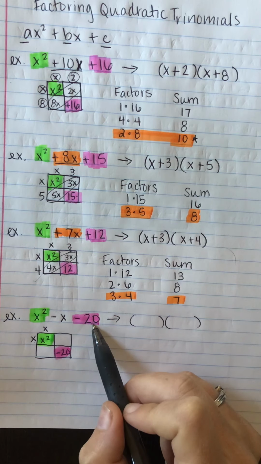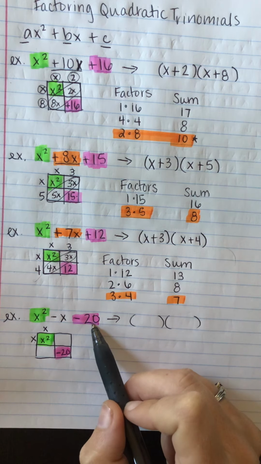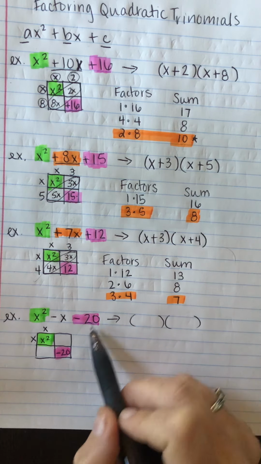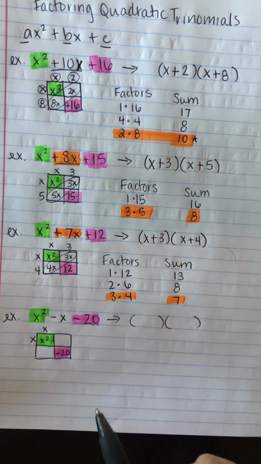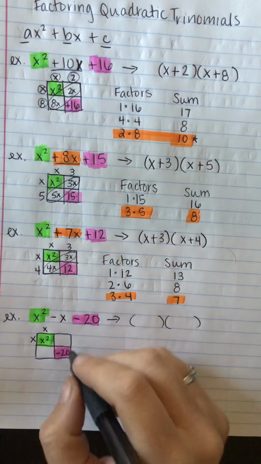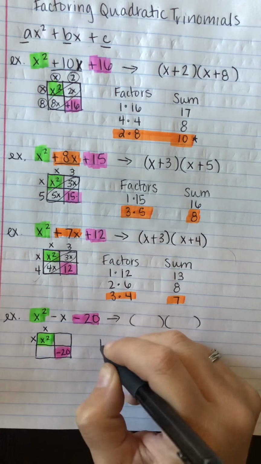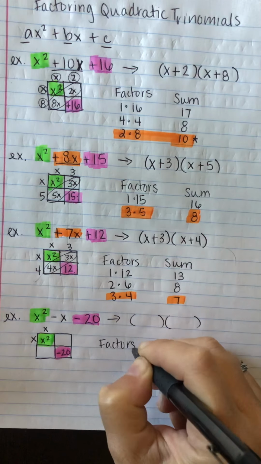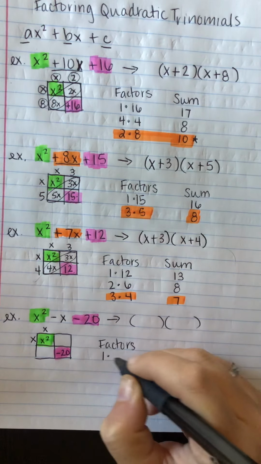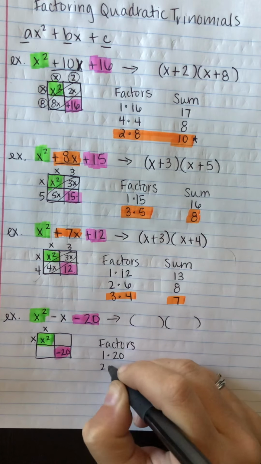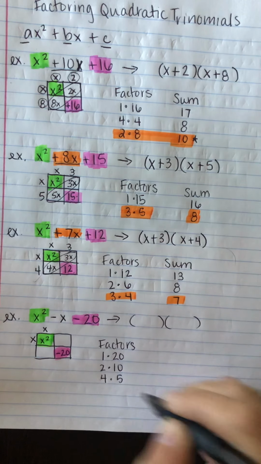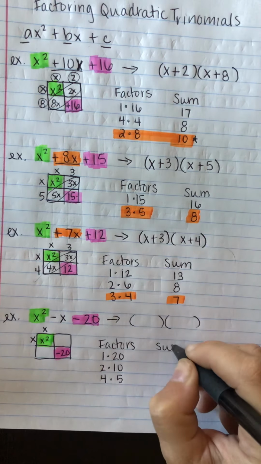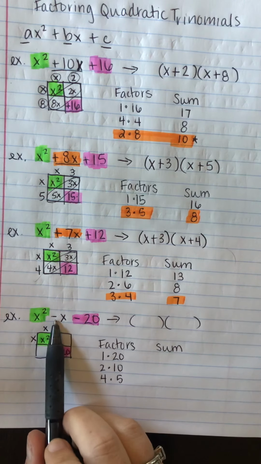What times what is going to give us 20? But remember, it has to be a negative 20. So if you think about it, our numbers are still going to be the same factors, but one of these numbers has to be positive and one has to be negative. And it does matter which one. So I'm going to show you how to figure that out. But right now, we need to come over here and list our factors. And we're trying to get to 20. So we have 1 times 20. We have 2 times 10. We have 4 times 5, okay? And then we want to make sure that our sum this time should equal -1.